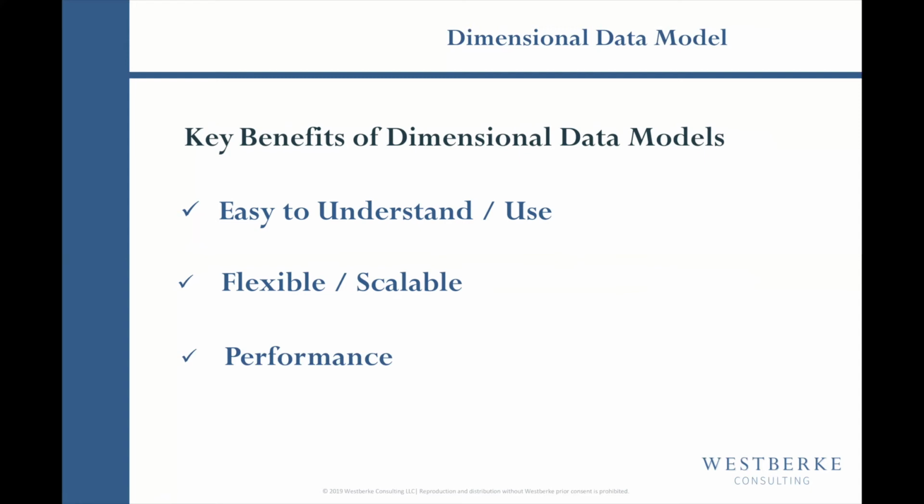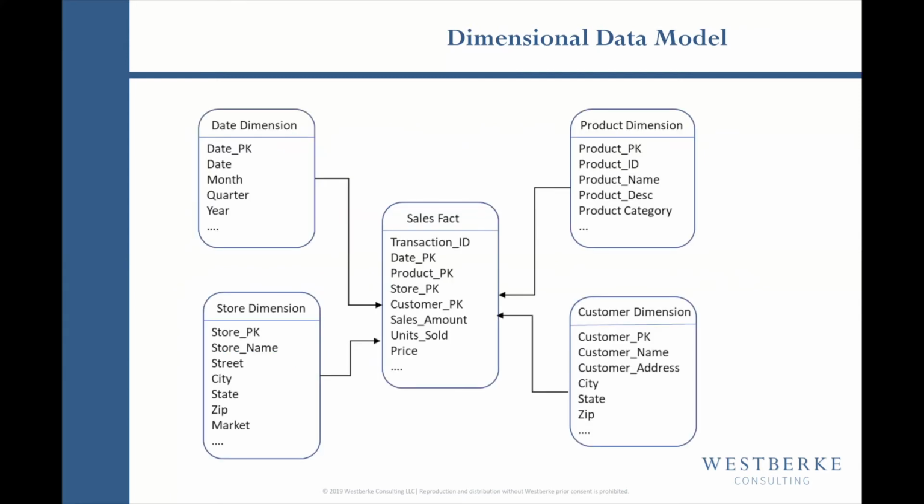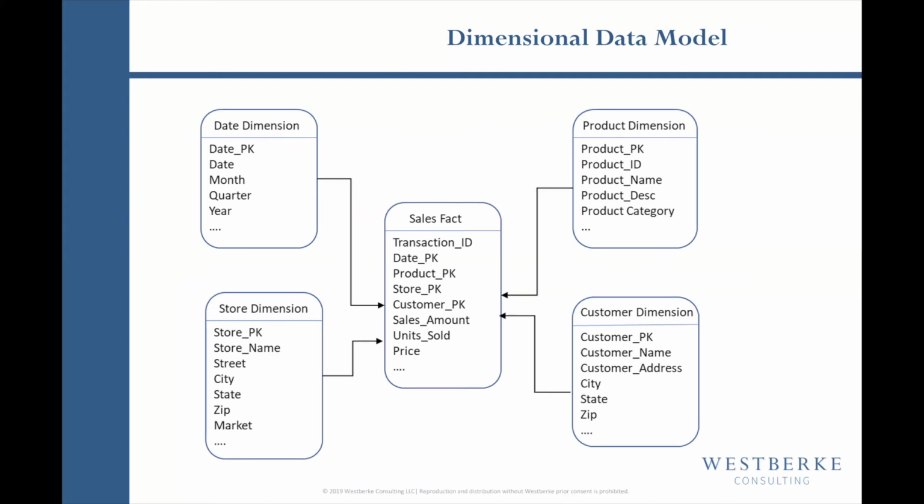So let's take a look at a very simple example of a data model. Here is an example of a dimensional data model that captures sales activities for an organization. It has 4 dimensions located in each of the corners: product, date, customer, and store. The table in the middle is a fact table, and here we have a sales fact table.